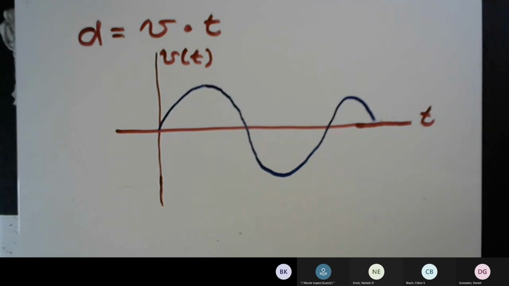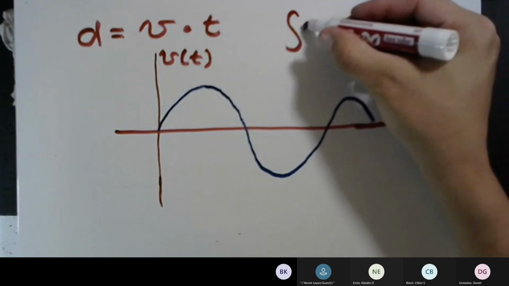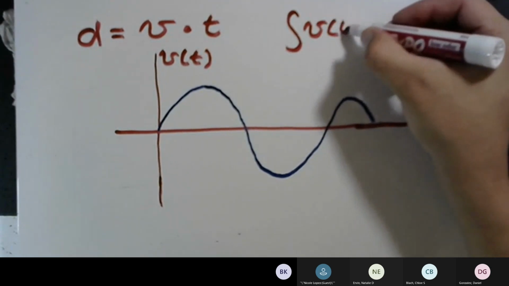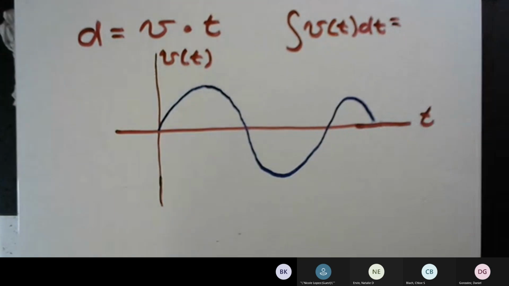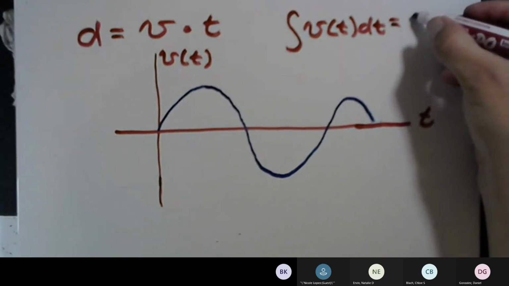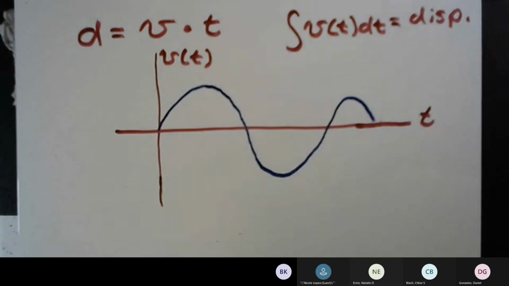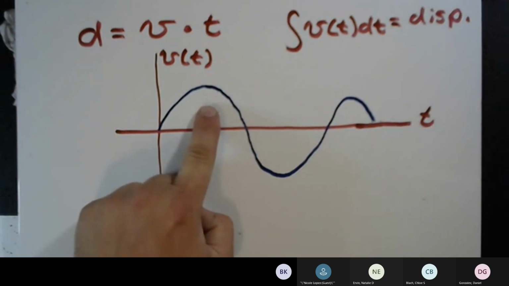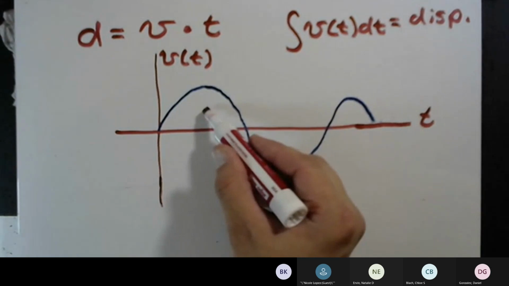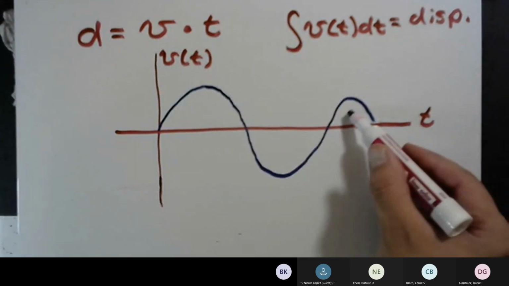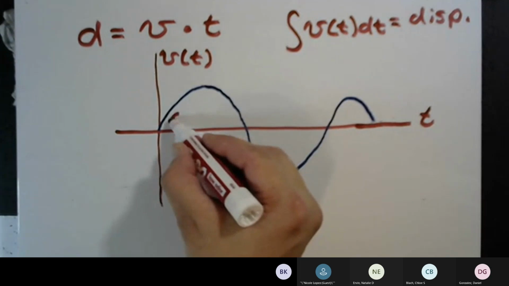So the idea is going to be this. The integral of the velocity function with respect to time gives you something called displacement. This area here is how far you've traveled away from where you started. This is also additional distance. So this is d.